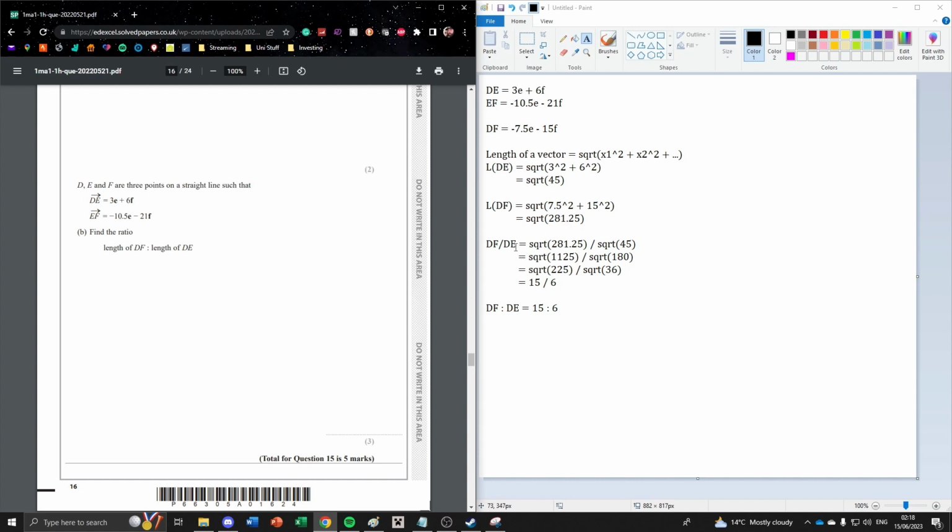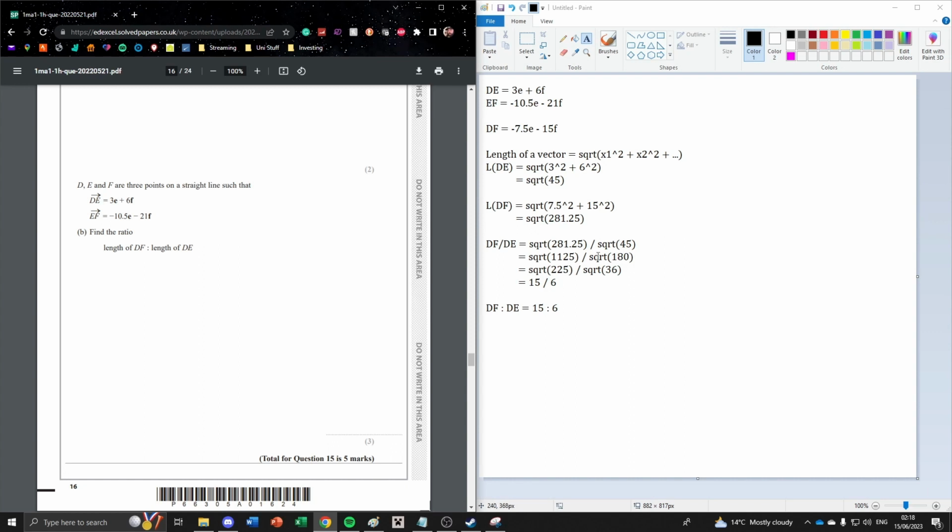Now, I find it easy to go from fractions to ratios because you can just use the numerator as one element and the denominator as another, inscribing the same information. So we make a fraction and we can say that the proportion of DF to DE is equal to the square root of 281.25 divided by the square root of 45. Now this seems incredibly complicated, and it is, but we can simplify this fraction down until we get to some easy numbers to work with and then put that into a ratio.